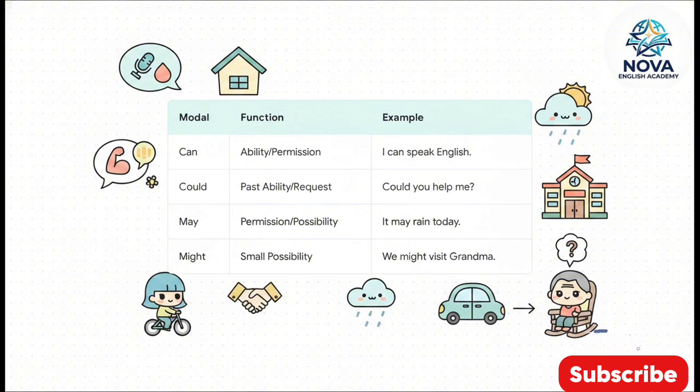Then we've got may and might. These are perfect for navigating permission and possibility. May is highly polite. Think about asking a teacher, may I come in? Or stating a strong possibility, it may rain today. Might, on the other hand, dials that possibility down just a notch. It's a smaller possibility, like we might visit Grandma tomorrow. You know, it's not guaranteed, but hey, it's on the table.